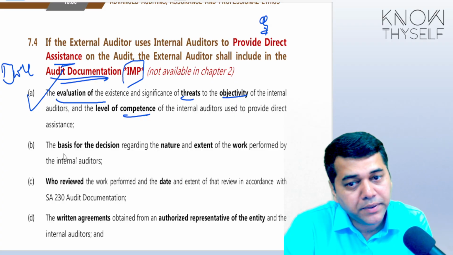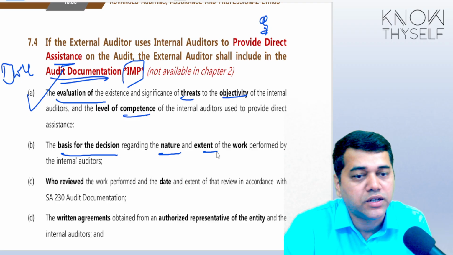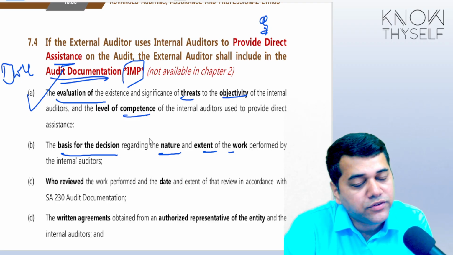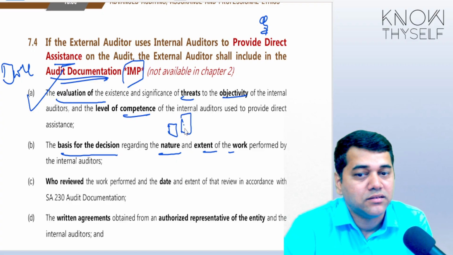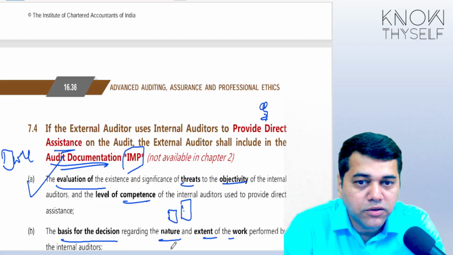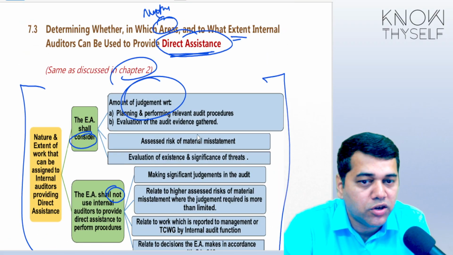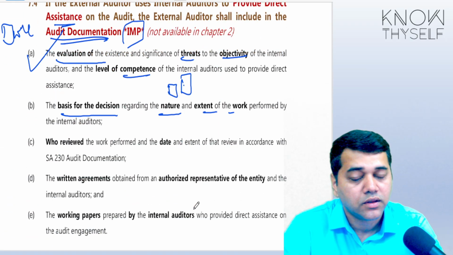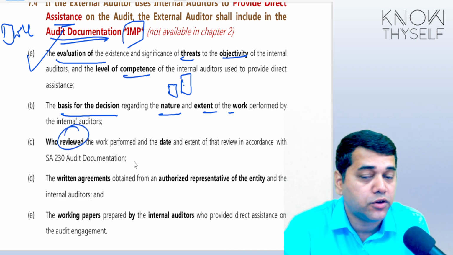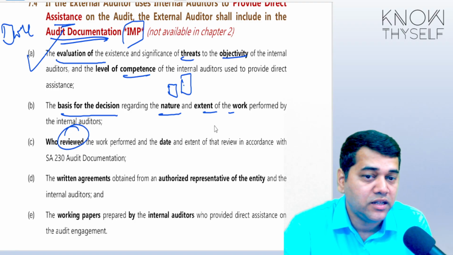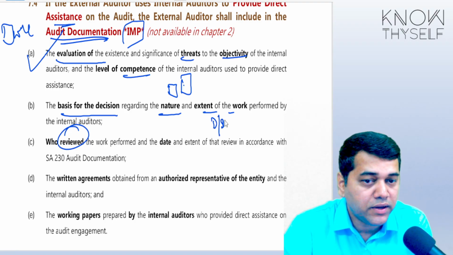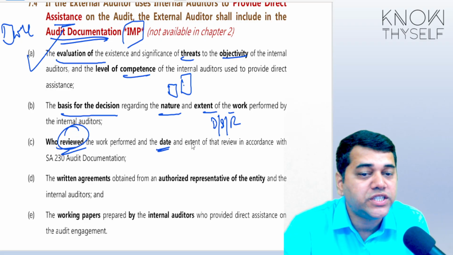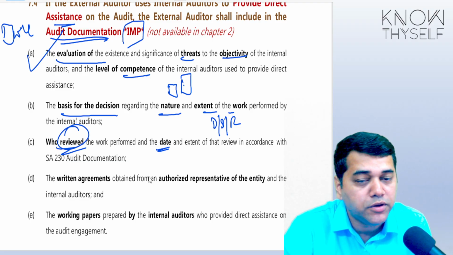Now, what is your basis for the decision related to the nature and work performed by the internal auditor? Like, why did you decide to give this particular type of work and to this particular extent? You must have done that evaluation, no? Whether significant judgment is involved, risk is there, threat is there. So you need to document why you decided to use these people for this particular work. Who reviewed their work? Because your responsibility is what? Once you decide, you need to direct, supervise and review. Who reviewed it and on which date? Because they have become part of your audit team now.